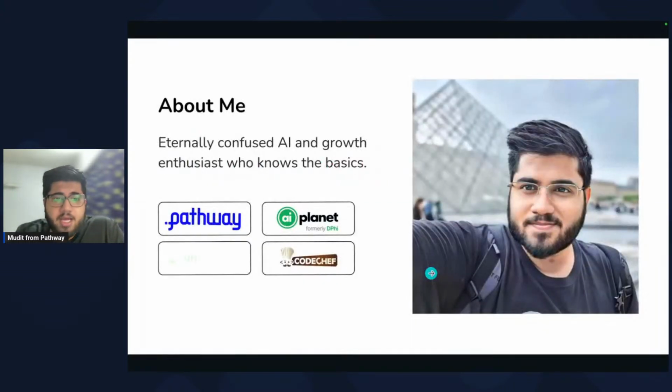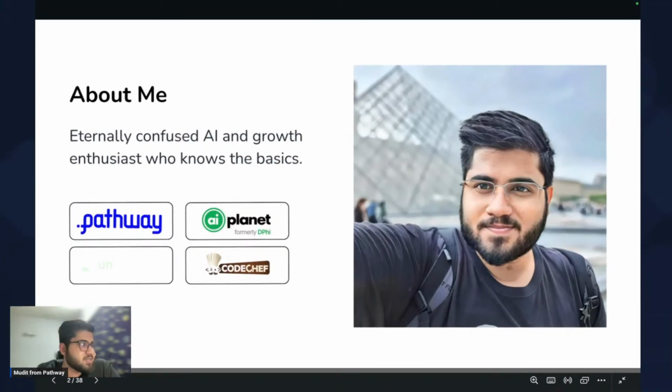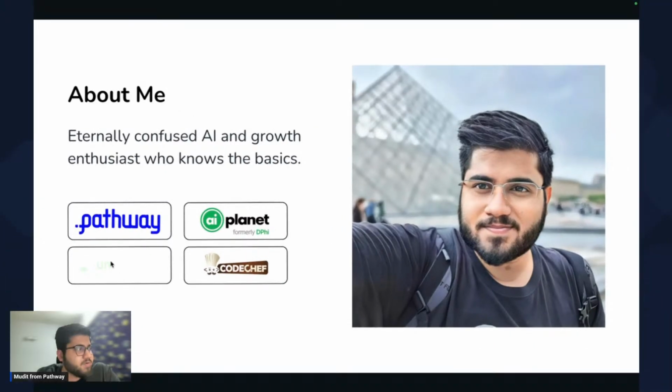Now, a quick introduction about me. This is a very apt introduction of mine. I'm an internally confused AI and growth enthusiast who knows the basics. There was supposed to be a logo of an academy here, which is kind of missing. But I'm currently with Pathway. It's a French research company, a small group of 23 people, where except three folks, which includes me, everybody's a PhD. They have worked at cool labs like Google Brain, Meta, Mila AI. Some of them have developed some very foundational models which are extremely popular now.